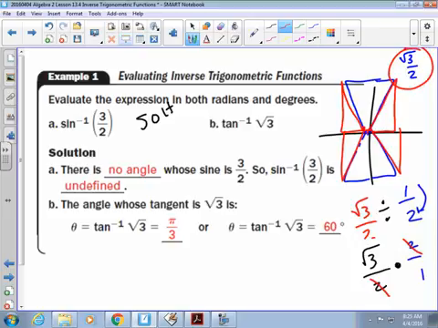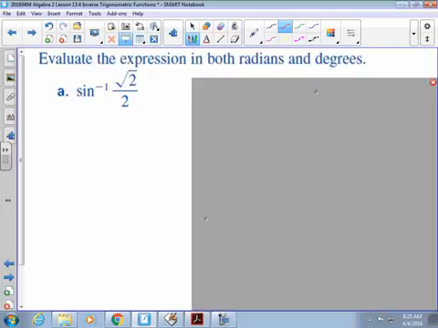Let's look at a couple more examples to make this make better sense. I know this is confusing. At the end of this, it's going to be less confusing. On the back, what about the inverse of the sine of the square root of 2 over 2? Again, that's not negative square root of 2 over 2. That's simply the square root of 2 over 2.